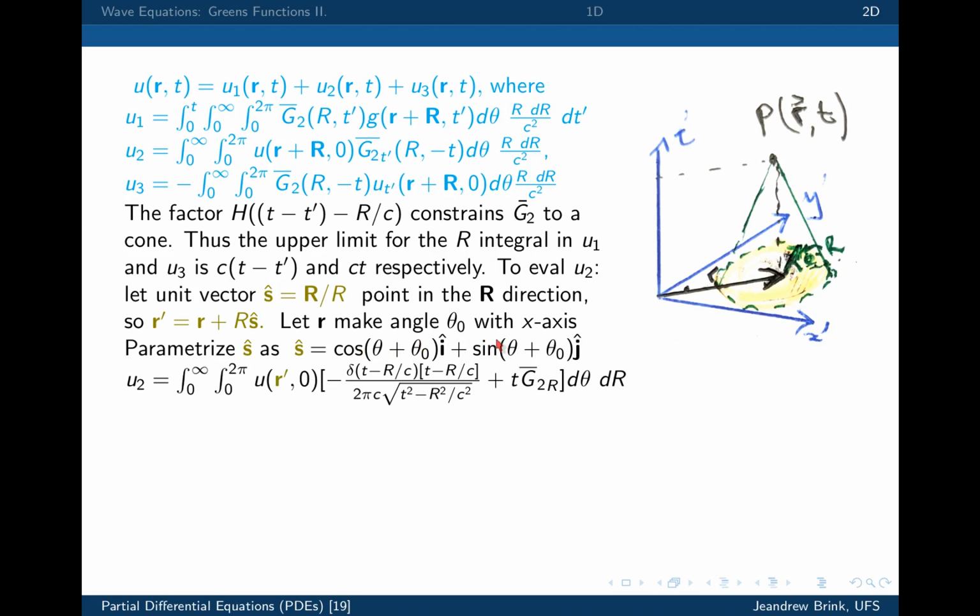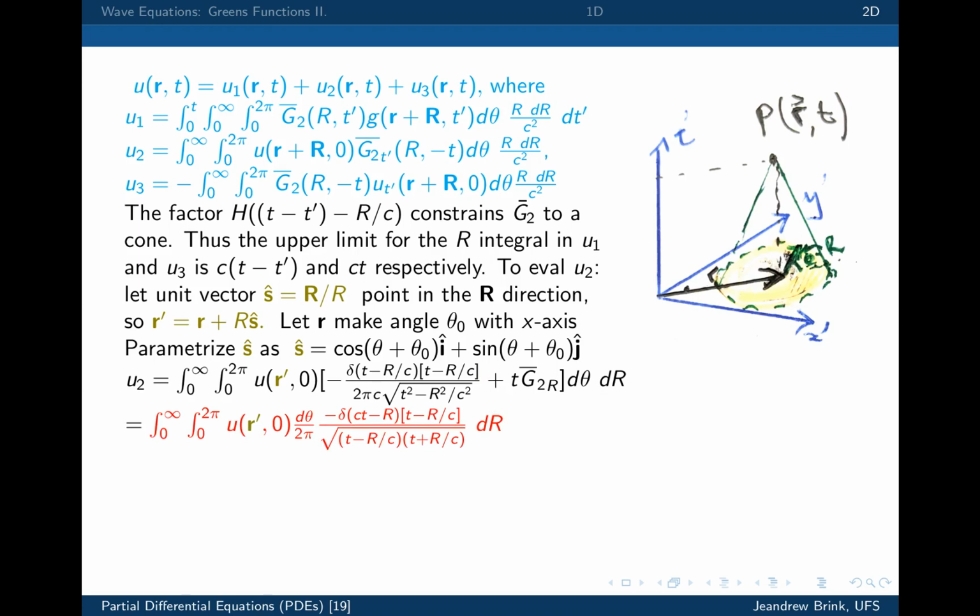And so if I want to evaluate that integral number 2, which is basically u evaluated at r hat, plus 0, the integral from 0 to 2 pi, times the delta function, plus t times this g2r, okay? And so this is effectively the derivative of g with respect to time, that I just rewrote. And the reason I did it was to cast it in the same way as the one-dimensional thing.